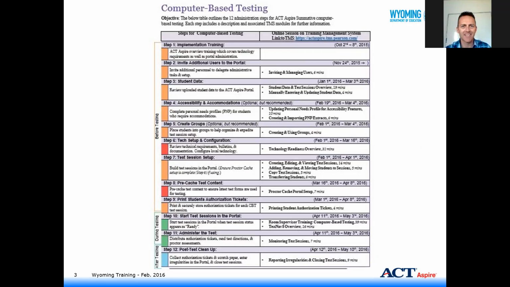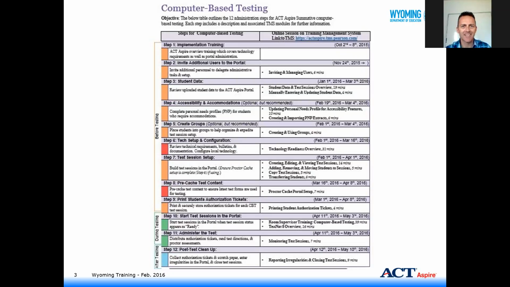If their data isn't correct, or they need additional accessibility accommodations or their personal needs profile, that's really the time to go through and make sure. Or if you've had any other students that have just come into the district or schools, now is the time to upload that student information that will be well prepped going into the spring admin. And that window to be able to do that student data information is from January 1st through March 3rd.